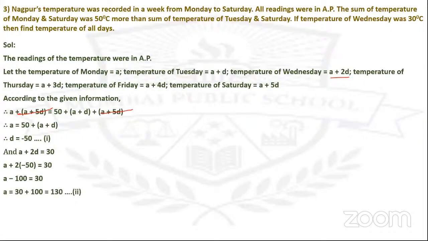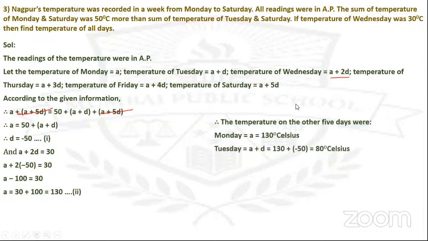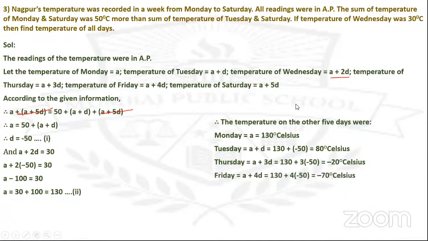Understand? So value of A is 30 plus 100 because minus 100 when it goes to the other side it becomes plus. So that is 30 plus 100, that is 130. So value of A is what? 130. Now you'll get all the values now. Understand? Because you know value of A, you know value of D. Okay, you all will do the calculations here. I'll just display the answers here.